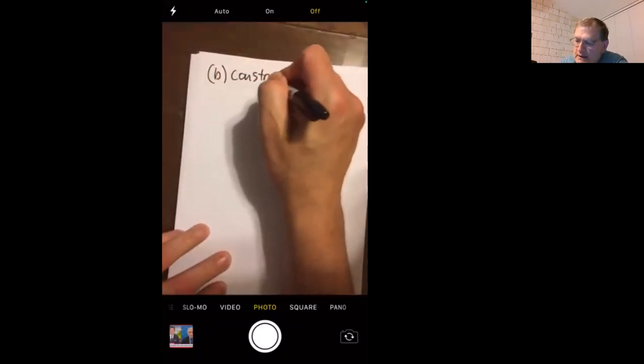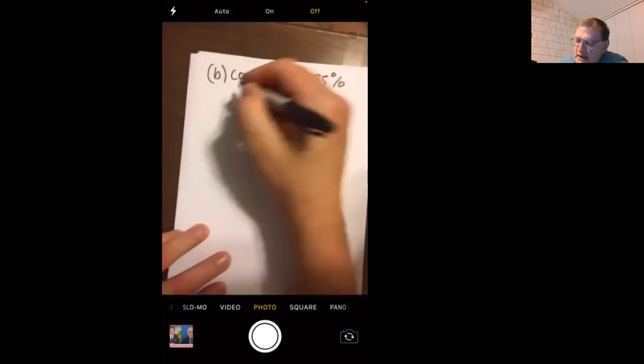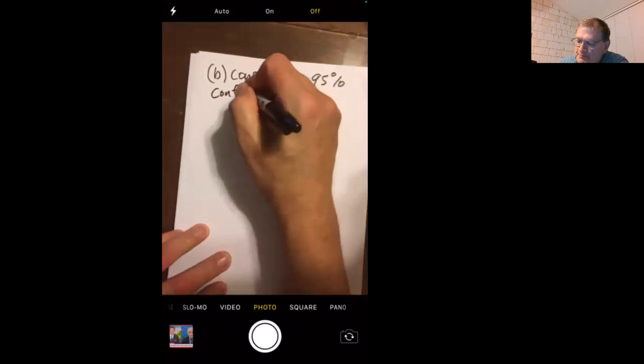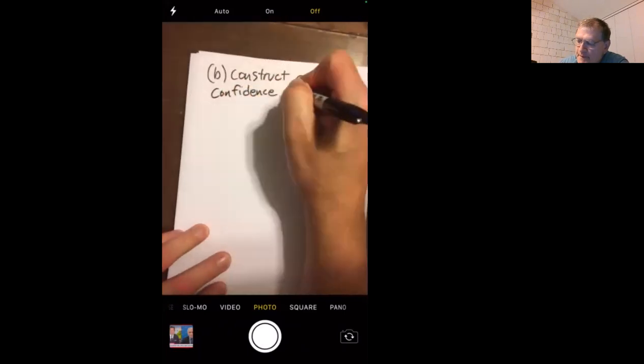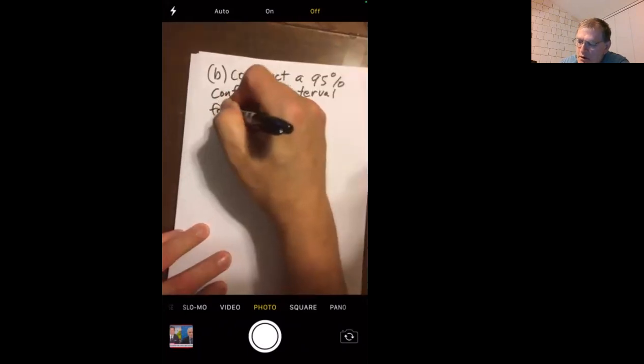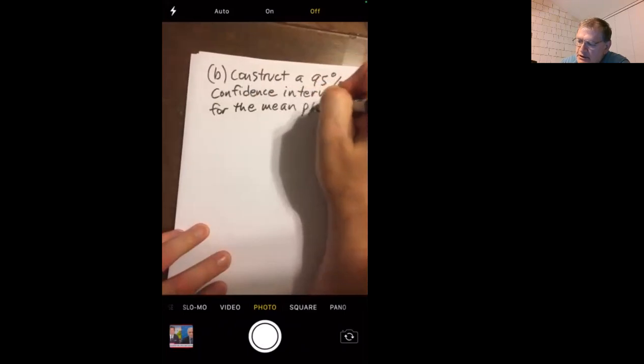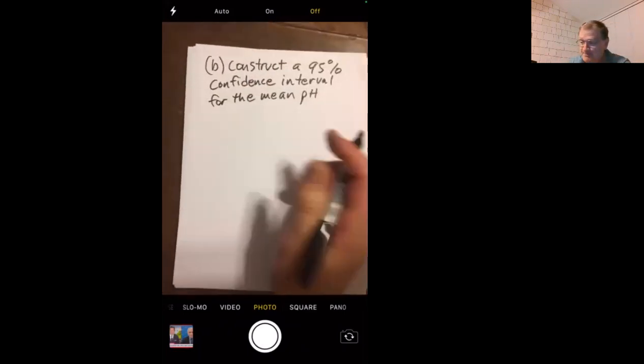Construct a 95% confidence interval for the mean pH in Tucker County.